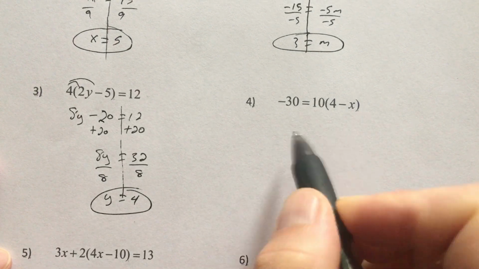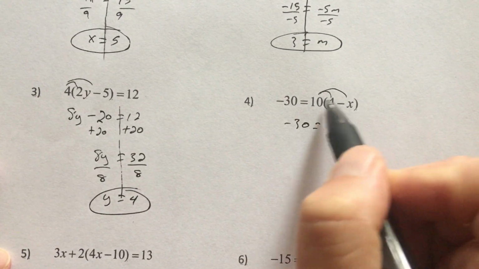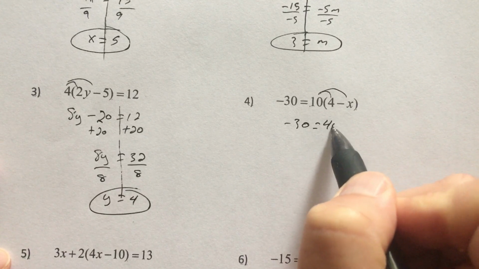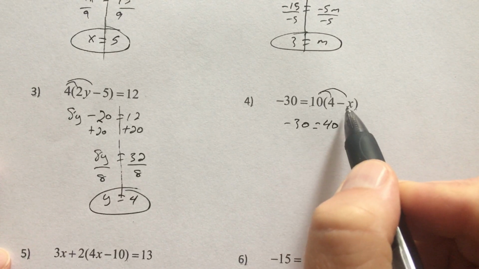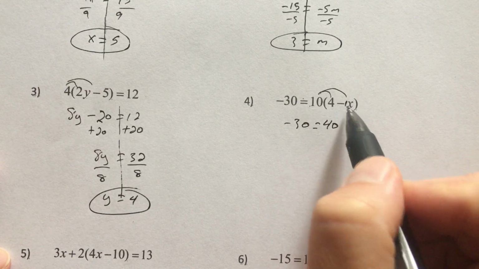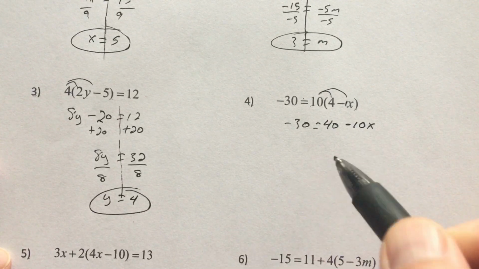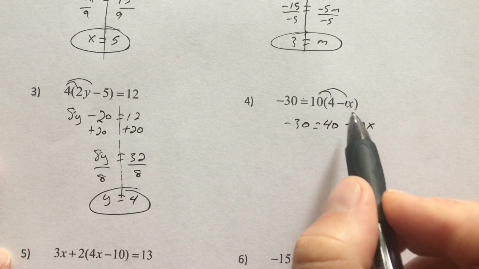All right. Same idea here. We're going to multiply. So negative 30 equals 10 times 4 is 40. Now this one can throw you off a little bit. Think of this like a negative 1. So 10 times negative 1 would be a negative 10. Okay. The more you do it, the quicker you'll get at that. But that can throw some people off.